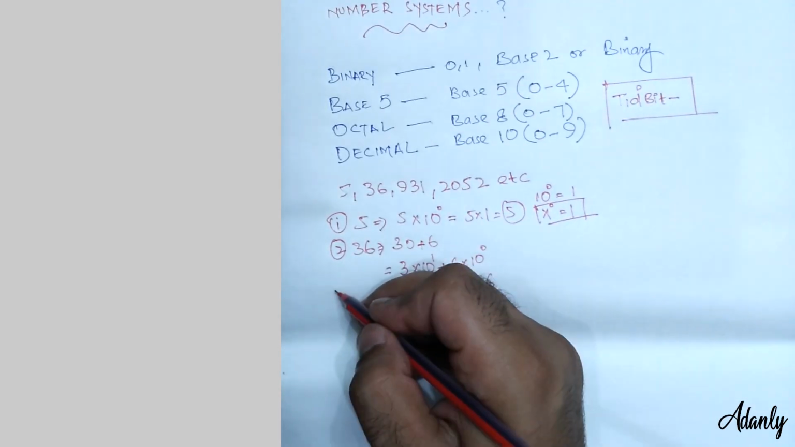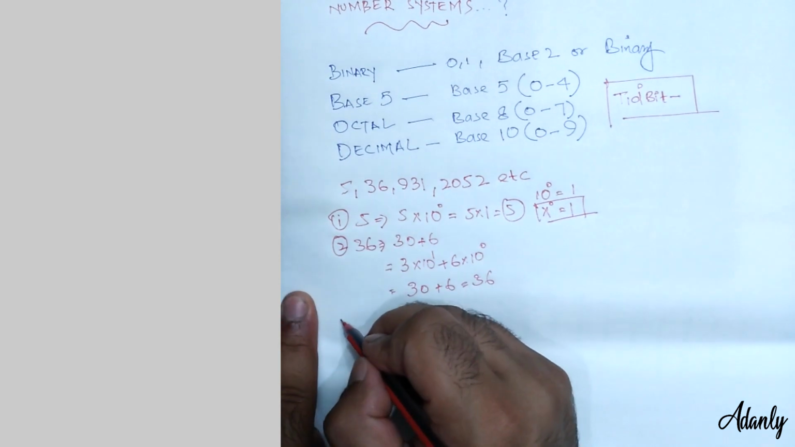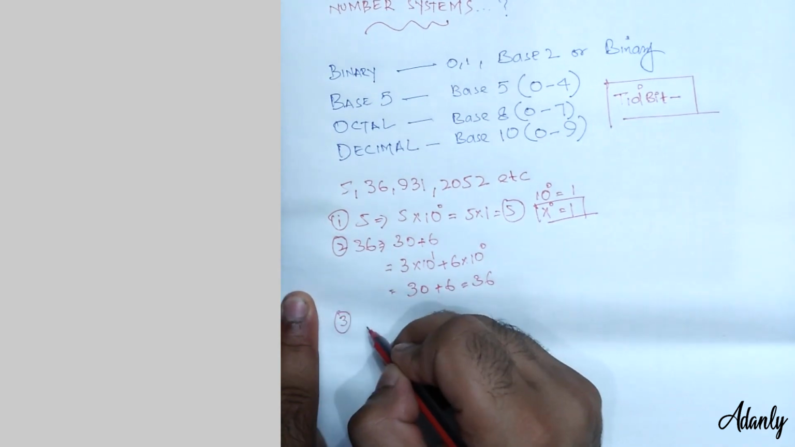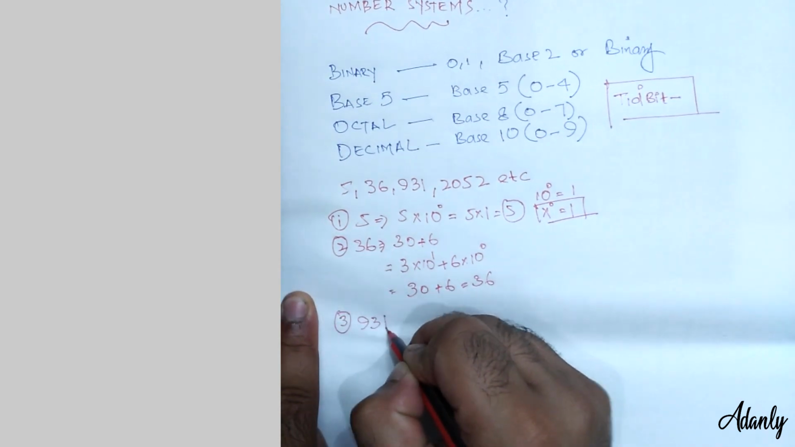Another example could be 931. Let's split it.